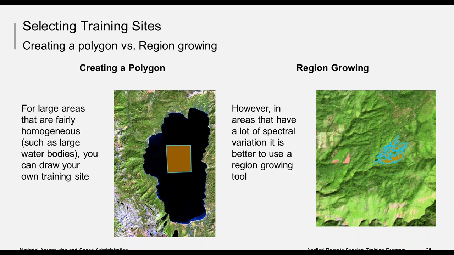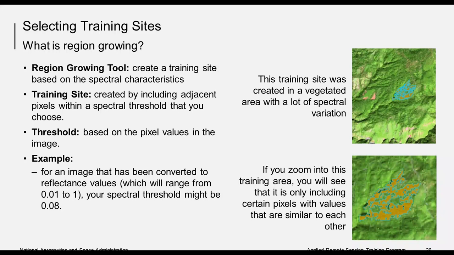The second way on the right-hand side is called region growing, which is shown in the image on the right. And I'll explain a little bit more what this is on the next slide. But this approach is good for areas that have a lot of spectral variability. Region growing tools allow you to create training sites based on spectral characteristics. So you can select an area where you would like to create a training site and use some kind of a pointer tool to select a pixel, and those we call seed pixels. The software will then select adjacent pixels within a spectral and size threshold that you choose.